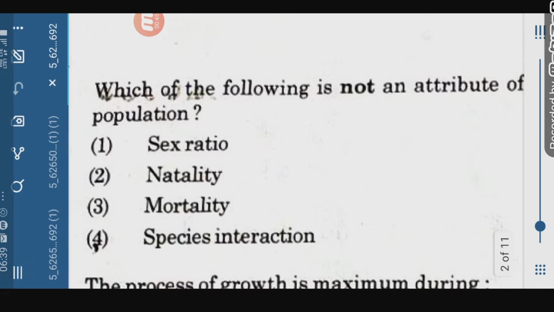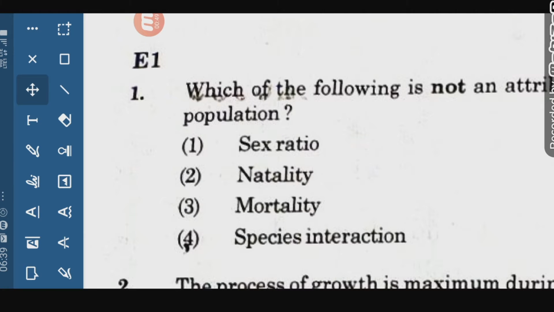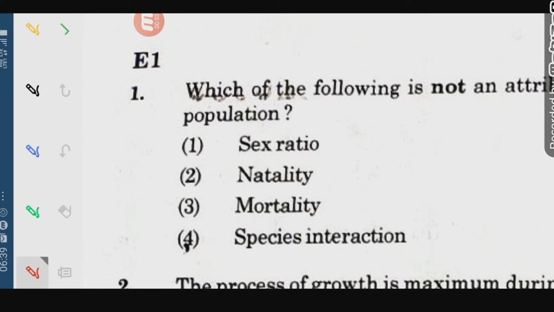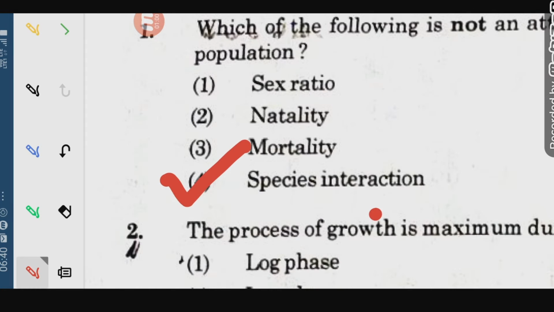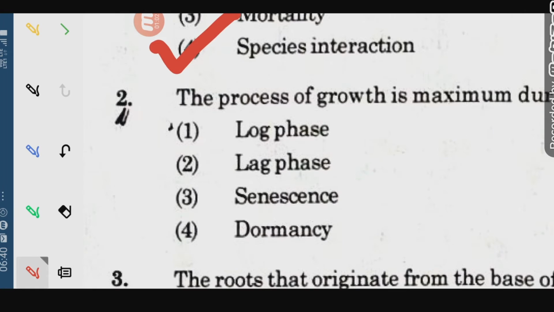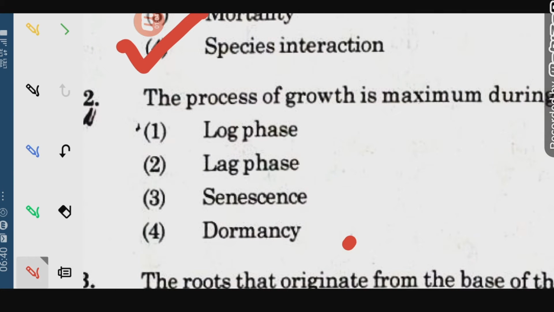So the first question is, which of the following is not an attribute of a population? The answer would be species interaction. So species interaction, option 4, is the correct answer. Our next question is, the process of growth is maximum during which phase? The answer would be log phase.